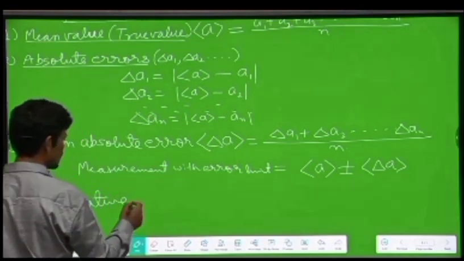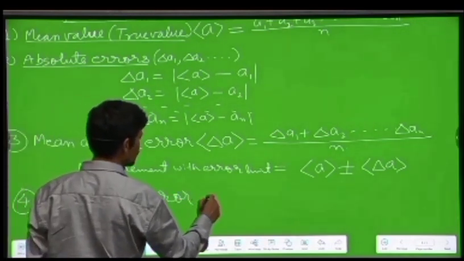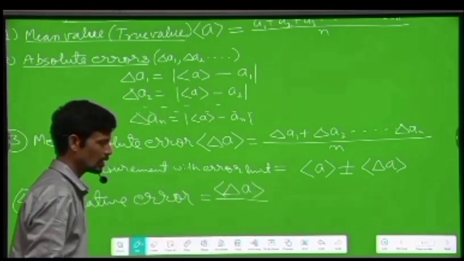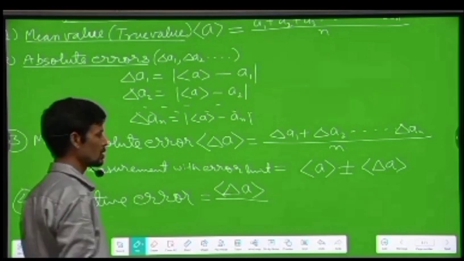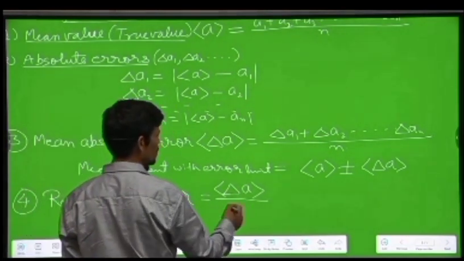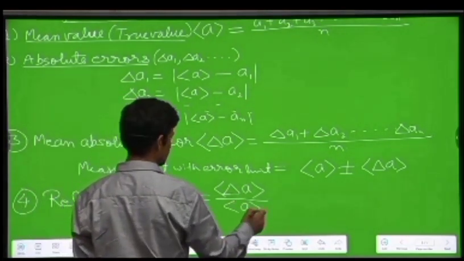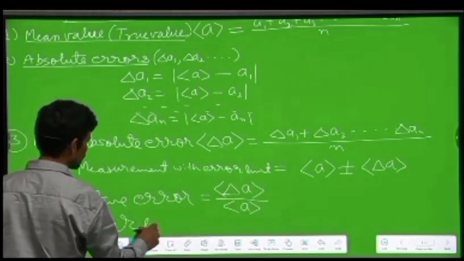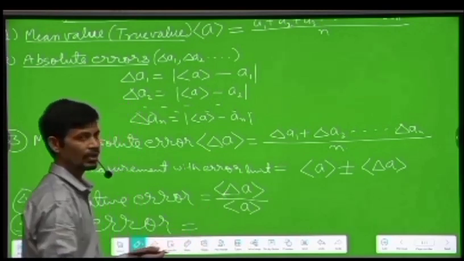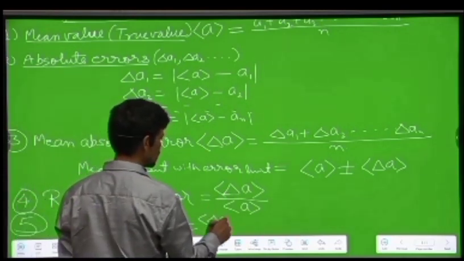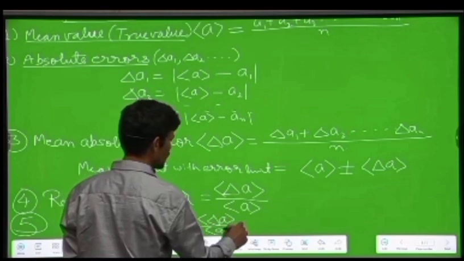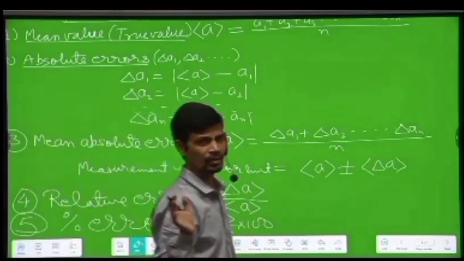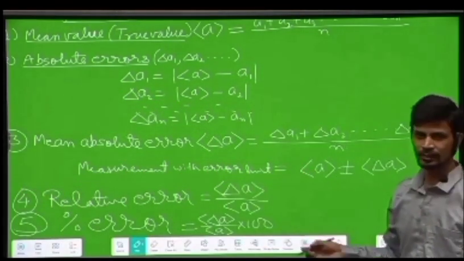So next is relative error. Relative error is simply this error or mean absolute error, divided by the standard value if one is given, otherwise we will use mean values. And then there is percentage error. Percentage error is simply relative error multiplied by 100. So this is the computational part of error in some observation.